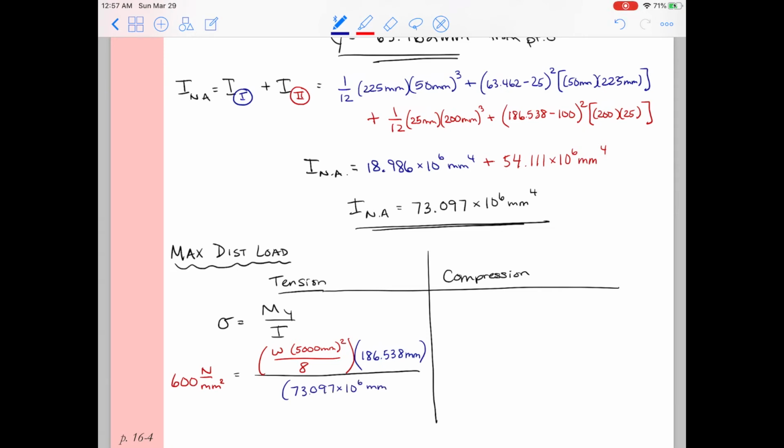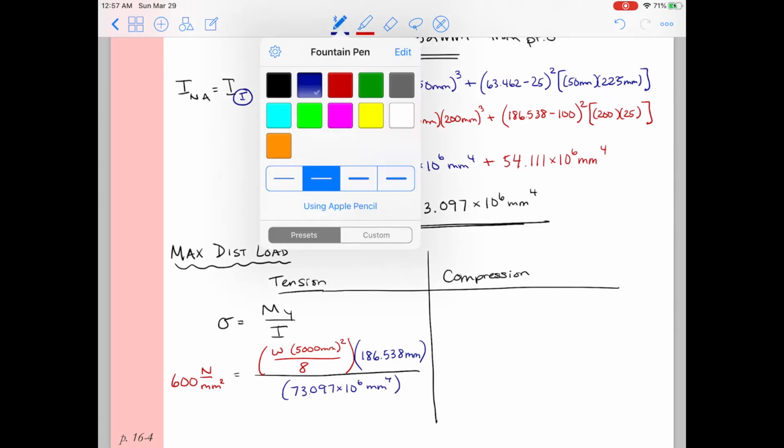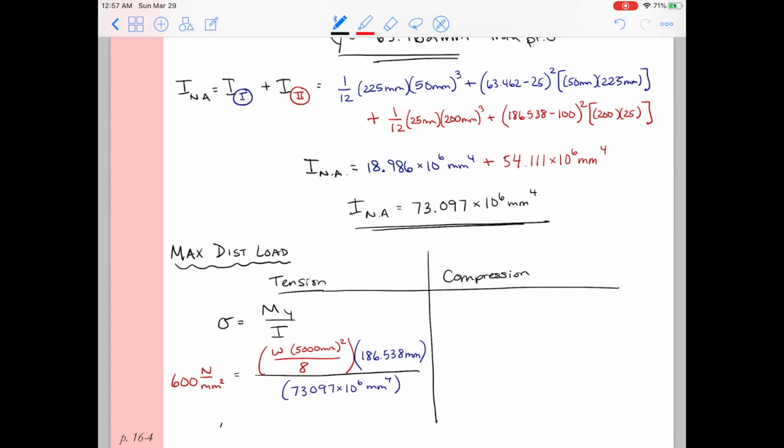As you can see, I have all my units here in newtons and millimeters. And so my answer and my distributed load will be in terms of both newtons and millimeters. And so solving for that, I get the maximum distributed load in tension allowable is going to be 75.24 newtons per millimeter.